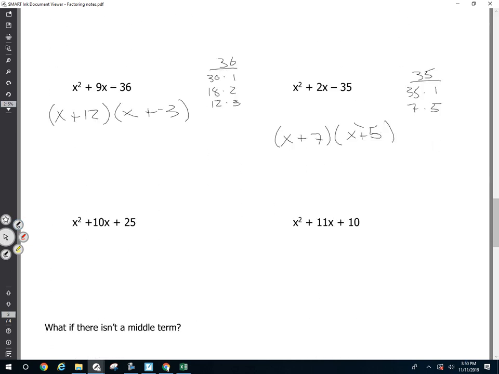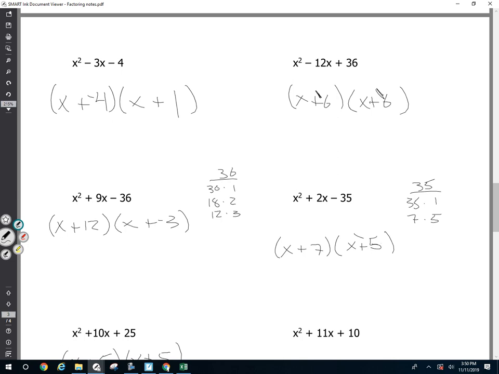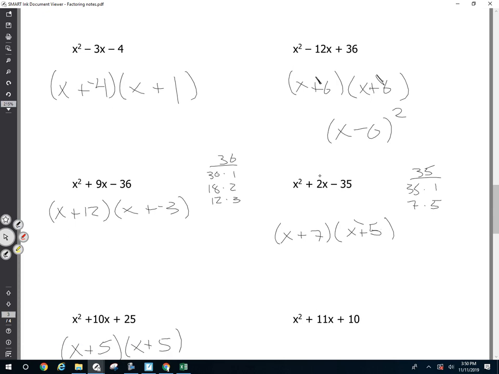All right, Ms. Crabtree. X squared plus 10x plus 25. 5 and 5. You know what's great about yours, Ms. Crabtree and Mr. Stex? You can actually write this as x plus 5 squared. And you could have written yours, Mr. Steck, as x minus 6 squared.